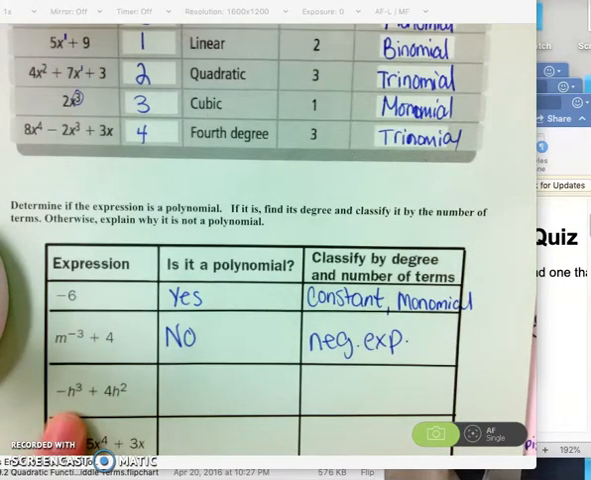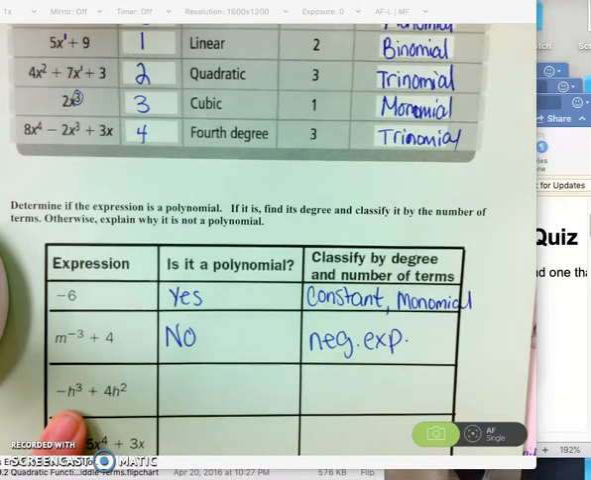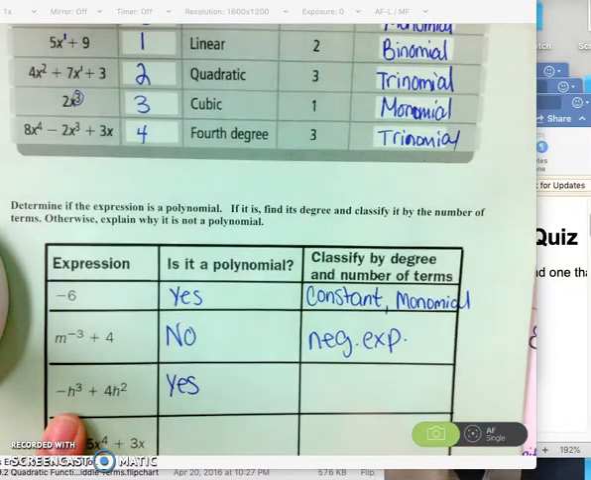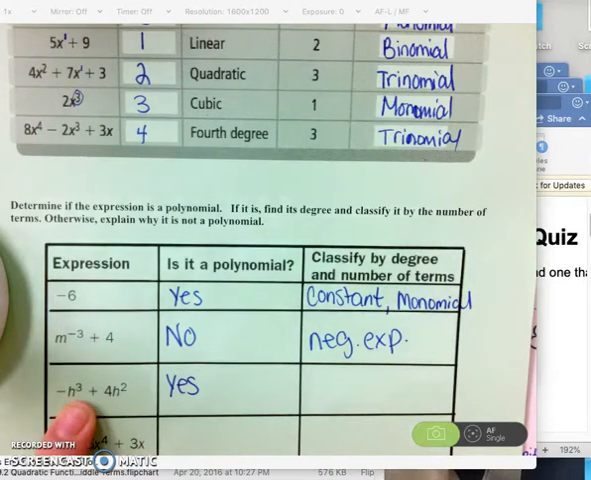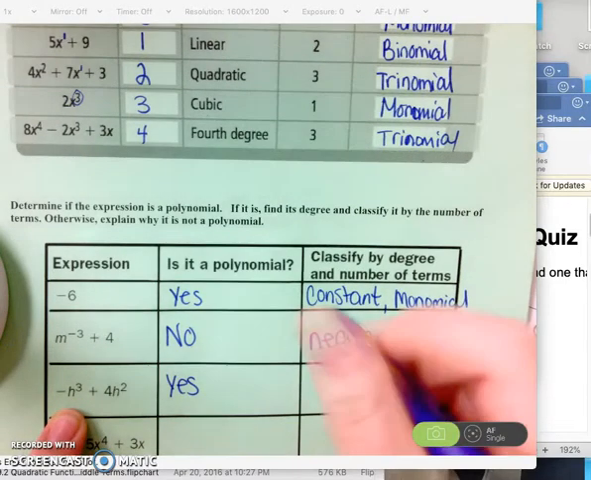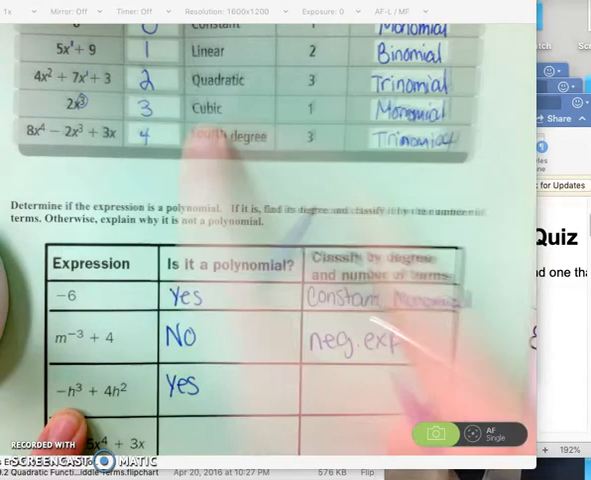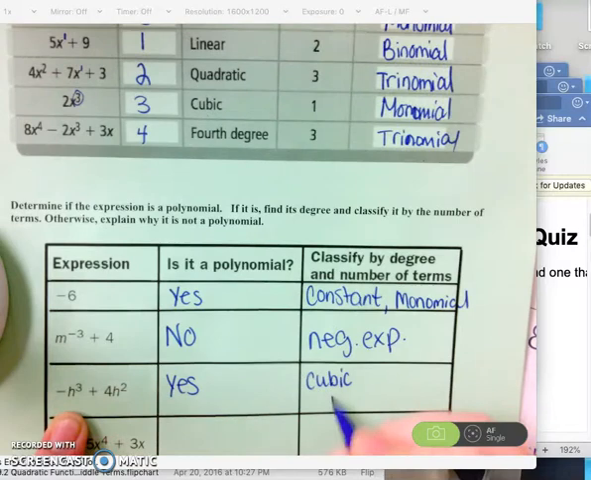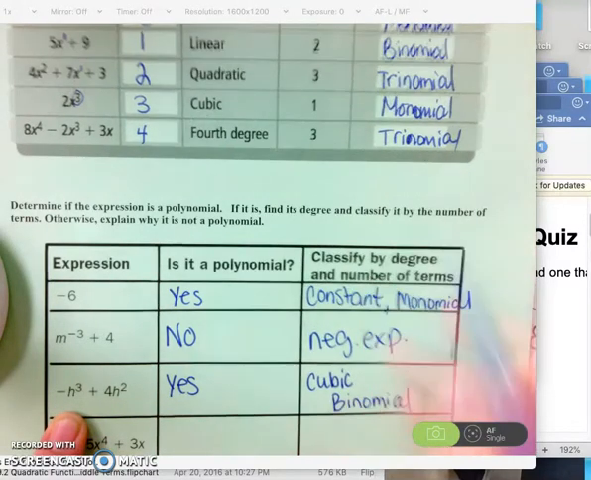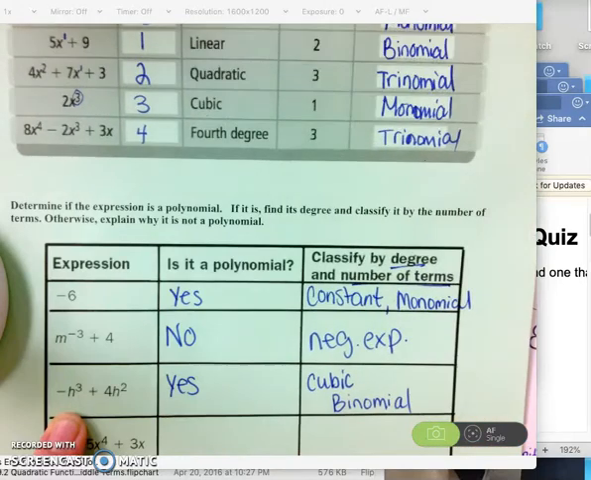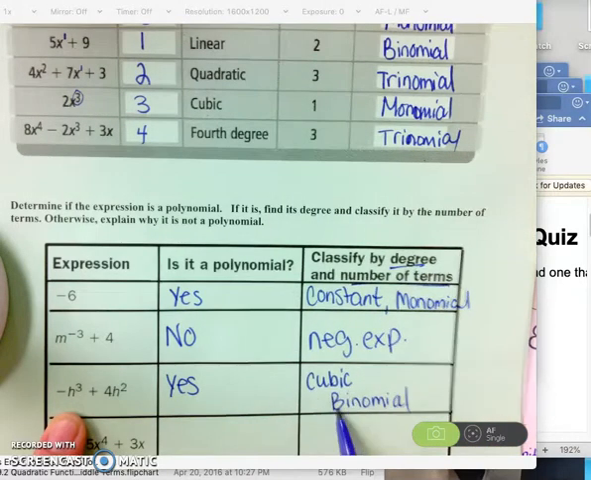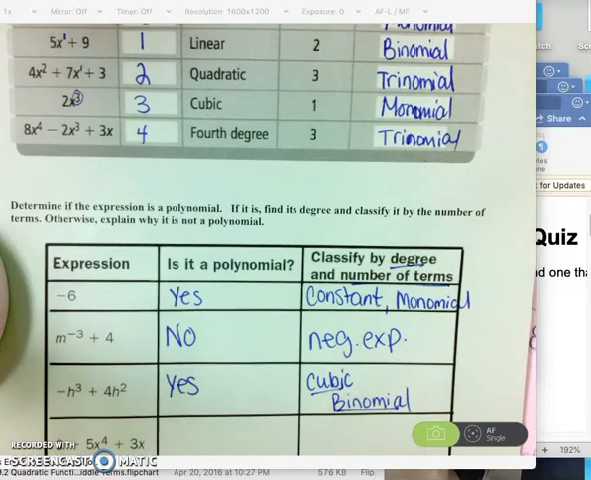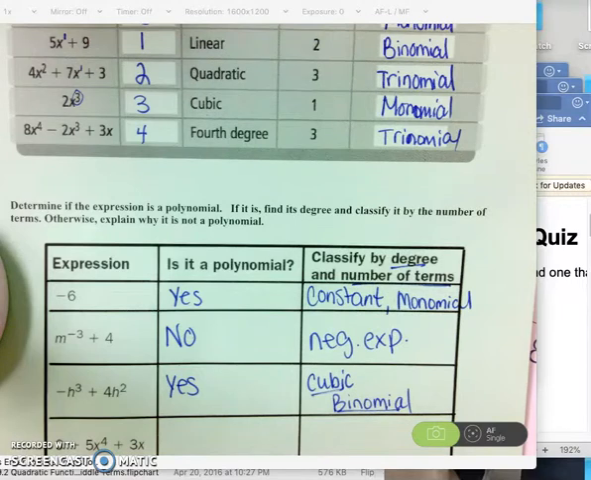This one would be yes. It's a third degree, so it's going to be a cubic. And there's 2 terms, binomial. That's what it means by classifying by degree and number of terms. So cubic, binomial. This one, it's not written in the right fashion, so we can rearrange this.